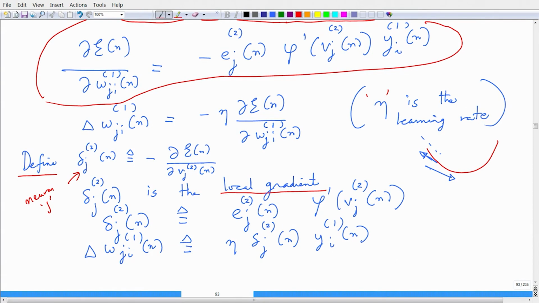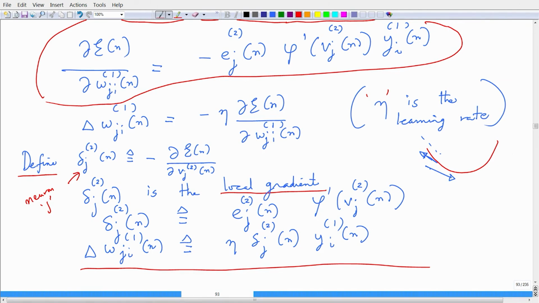So, the adjustment to the weight delta Wji is given by this quantity, which is eta times delta j of n times yi of n. So, this is consistent with what we have. If you are confused with the local gradient, as long as you can recall the gradient descent rule and how to take the partial derivatives, that is enough, because from there you can proceed forward. But it is helpful to define this local gradient as an interim variable, because using this you can update the weights pretty easily. So, therefore, I have given you this definition.